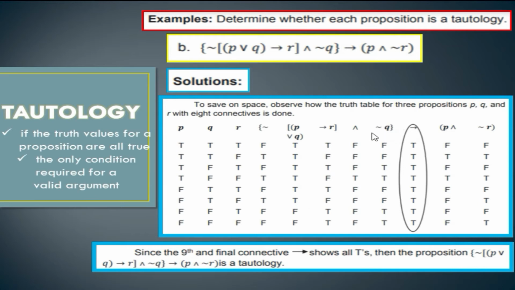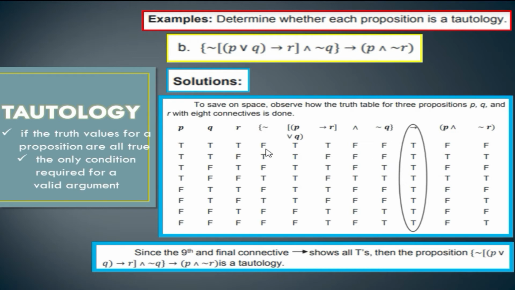So, we will get first the not Q by looking at the second column. So, the negation of true is false, the negation of true is false, the negation of false is true, and so on. That's how to get the eighth column. After that, we need to compare the negation in the fourth column and not Q.